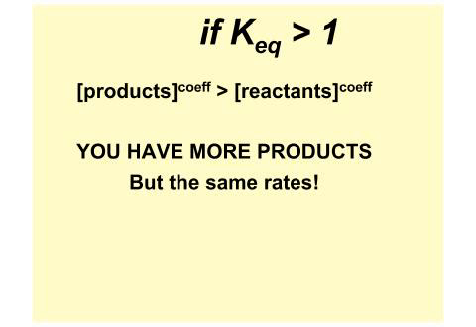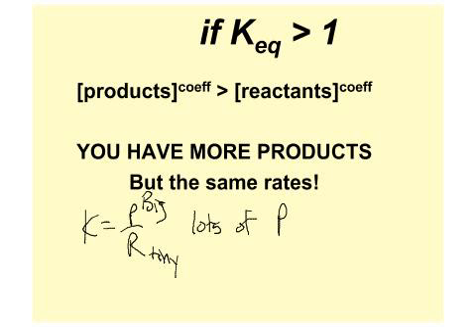If K is greater than 1, remember K is products over reactants. If K is greater than 1, that means you have lots of what? Products, right? So if this is big, this is tiny, K would be greater than 1. So you have lots of products. This is great if you're trying to design an equation to make a product. So if you're trying to make the drug that cures cancer, you want to have a very high K because you'll make a lot of products and it'll use up the same reactant. So at equilibrium, you'll have more products, but the rates will still be the same.